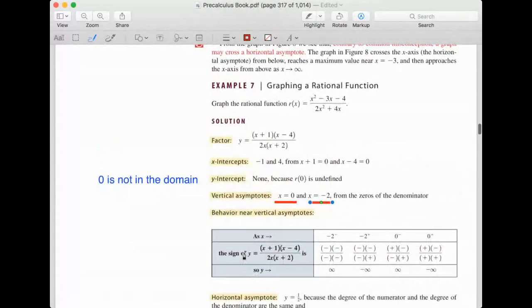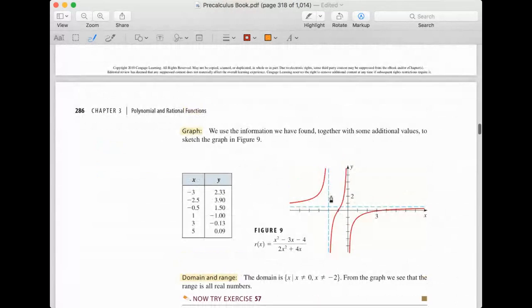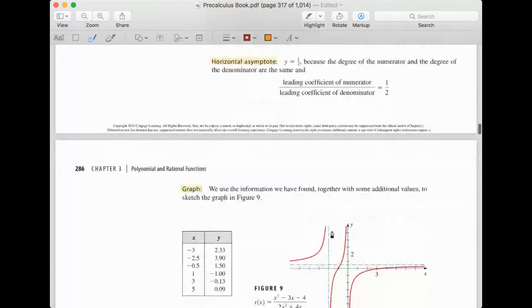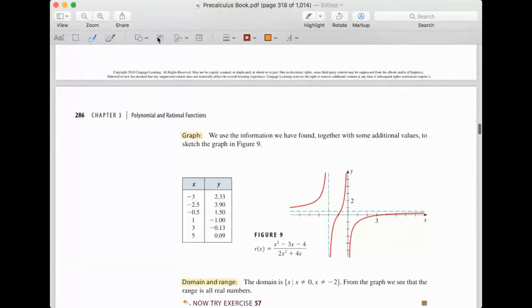All right, now let's see in between. So let's graph actually. So I have x equals 0 and -2, right? So I have two vertical asymptotes: x equals -2 and x equals 0.